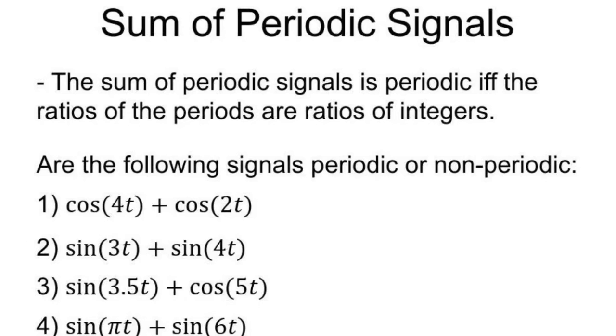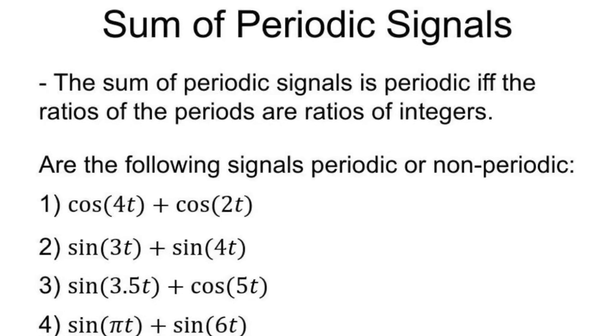So T1 is equal to 2 pi divided by 4, that is equal to pi by 2 seconds. And for the portion cos 2t, omega 2 is 2 radian per second. So time period T2 is equal to 2 pi divided by 2, that is equal to pi second. So the ratio of period T1 divided by T2 is equal to pi by 2 divided by pi, that is equal to 1/2. That is a rational number. So cos 4t plus cos 2t is also periodic.